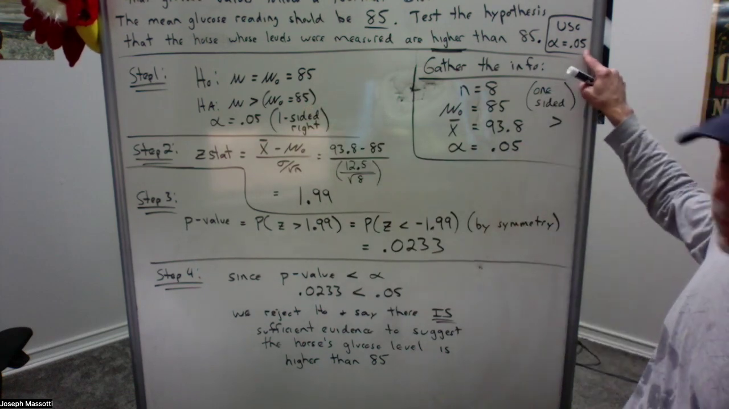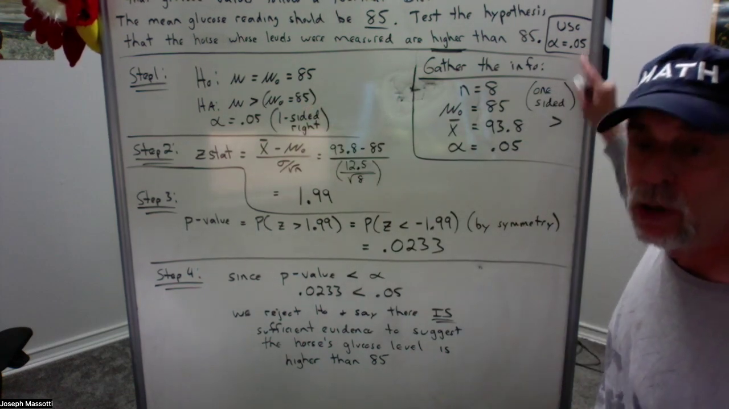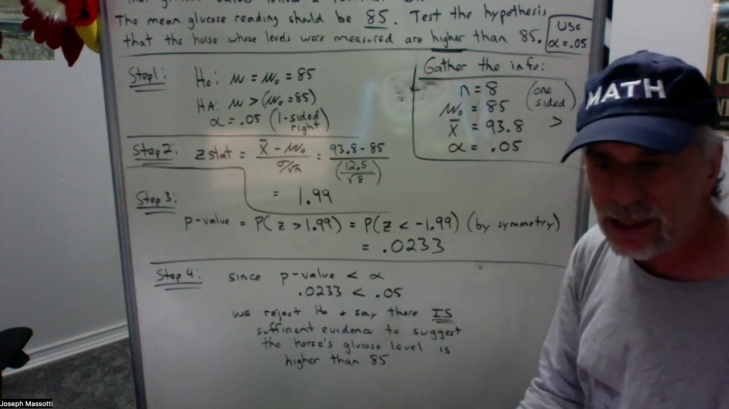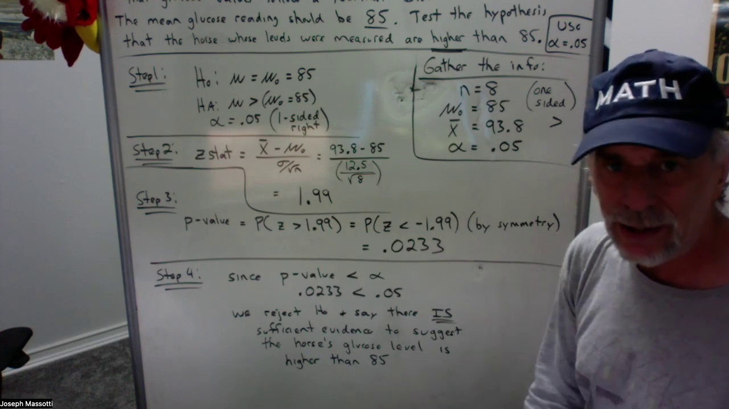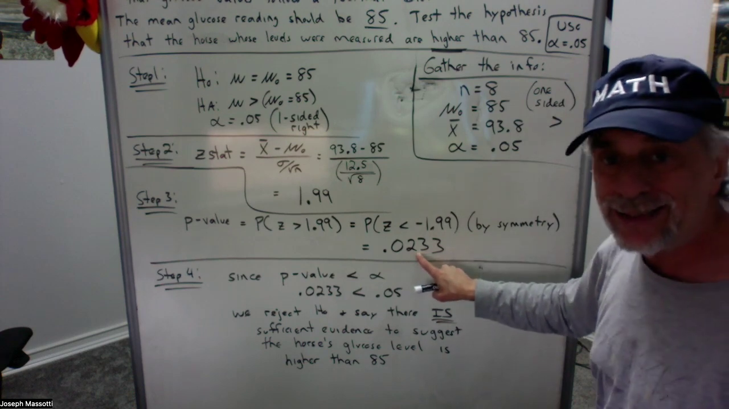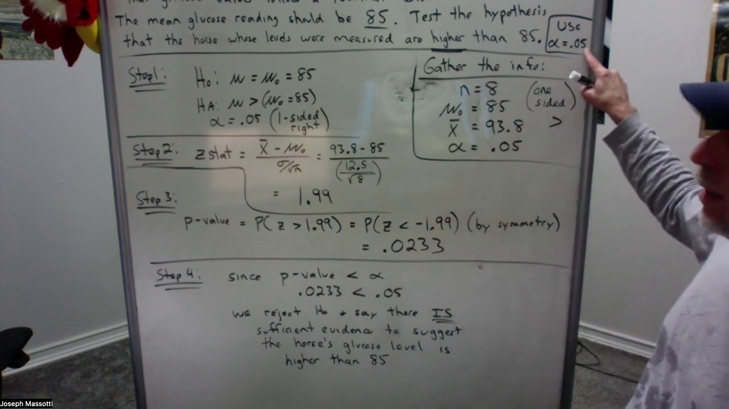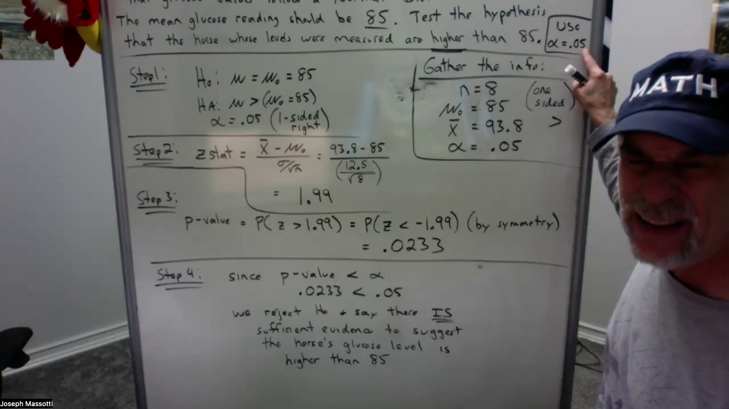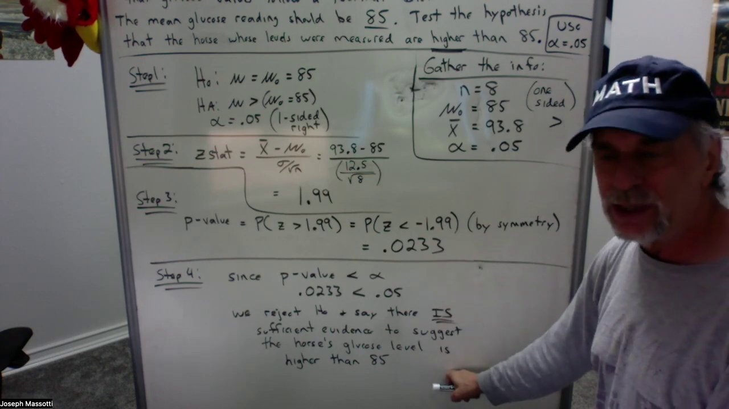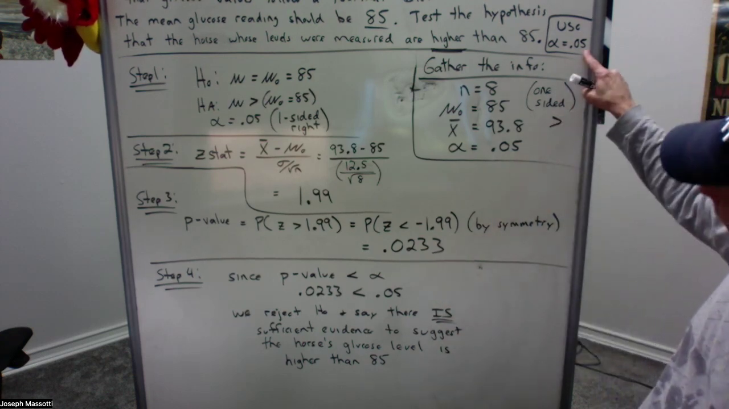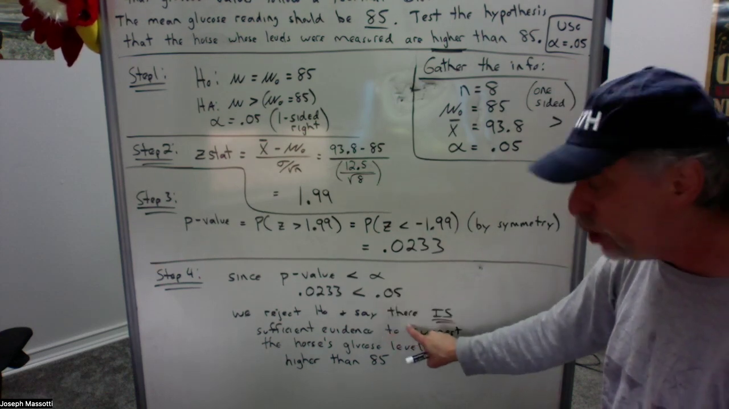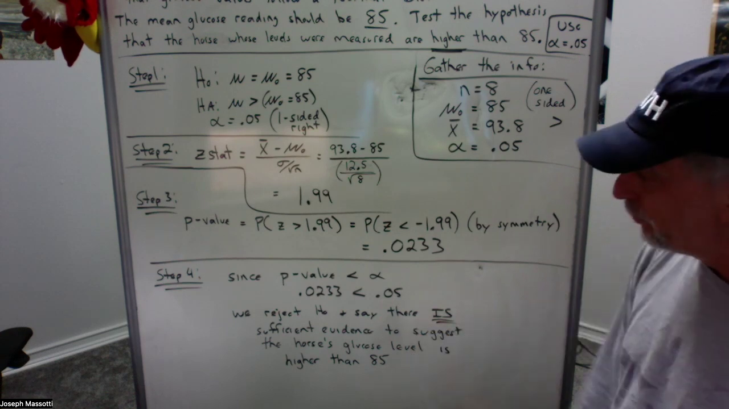Right? Now, if our alpha level was 0.01 and we required even more evidence, the lower the significance level, the more evidence we require to reject the null hypothesis. If this was 0.01, well, this is not less than 0.01. So at a 0.01 significance level, we would not have rejected. We would have stayed with the null hypothesis. But at an alpha level of 0.05, we do satisfy the condition to reject the null hypothesis.